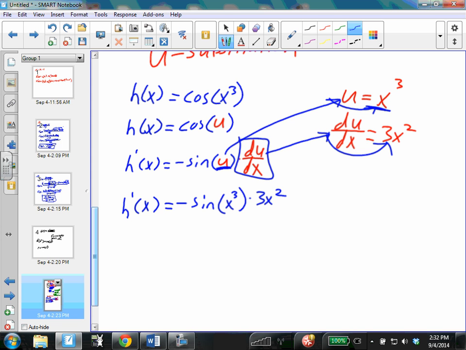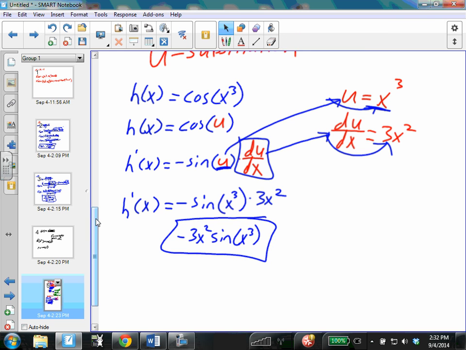And then for simplicity's sake, I'm just going to move the 3x squared to the front. So it'll be negative 3x squared sine of x cubed. And that is the derivative, right?